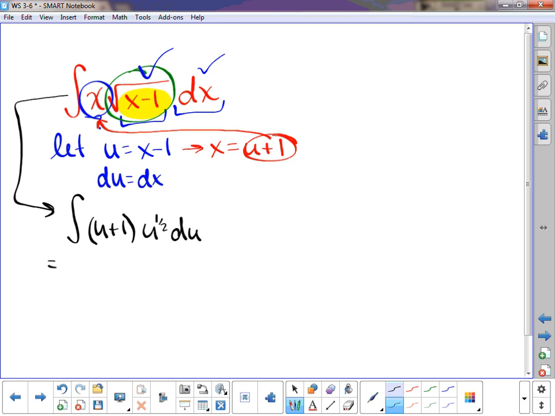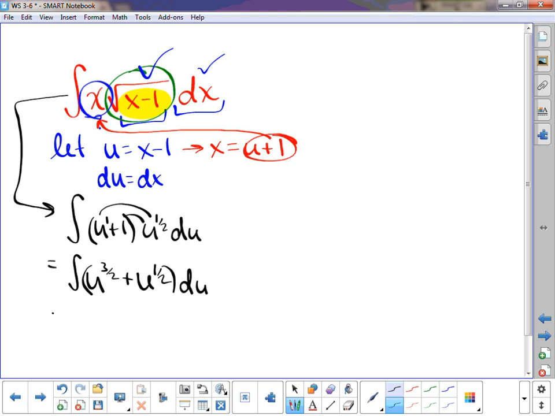Now from here, we do need to go ahead and distribute. So I have u to the, what's my new exponent here? 3/2. Good. Plus u to the 1/2 du. Wait, if you multiply u times the square root, isn't that just u? Like when you do u times u to the 1/2, isn't that just 1? So when we multiply, we add our exponents together. Does that make sense? If it was square root of u times square root of u, that would just be u.